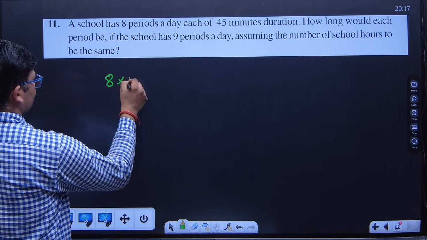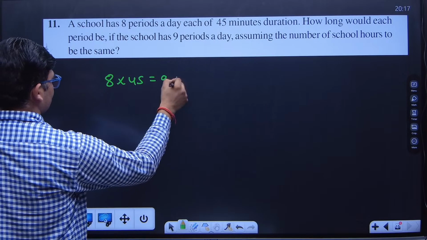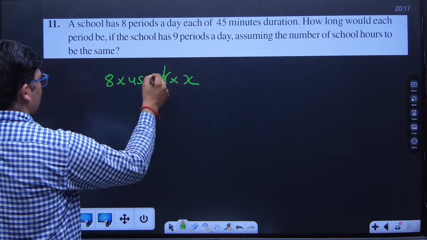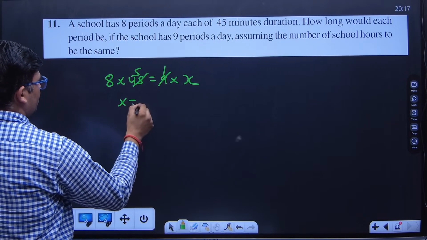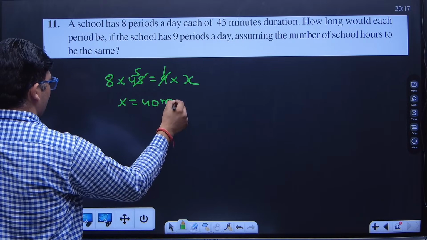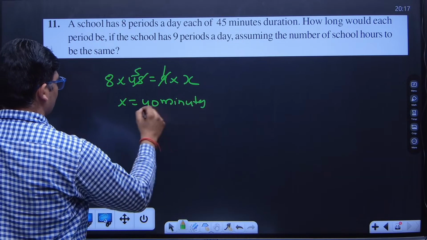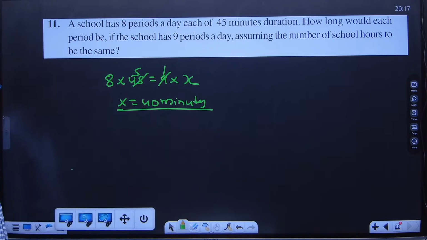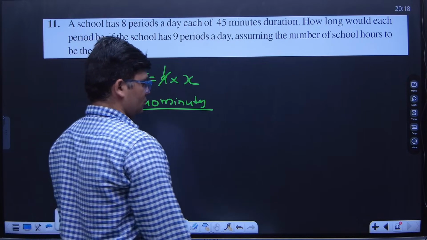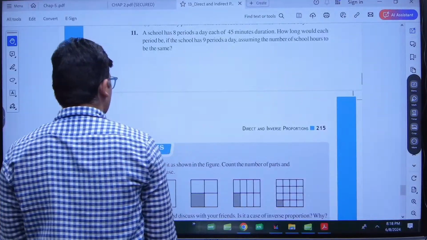So 8 into 45 is equal to 9 into x. So 9 into 1, 9 into 5. So x is equal to 40 minutes. Understood? Sure? Let me write. So I think the questions are completed.